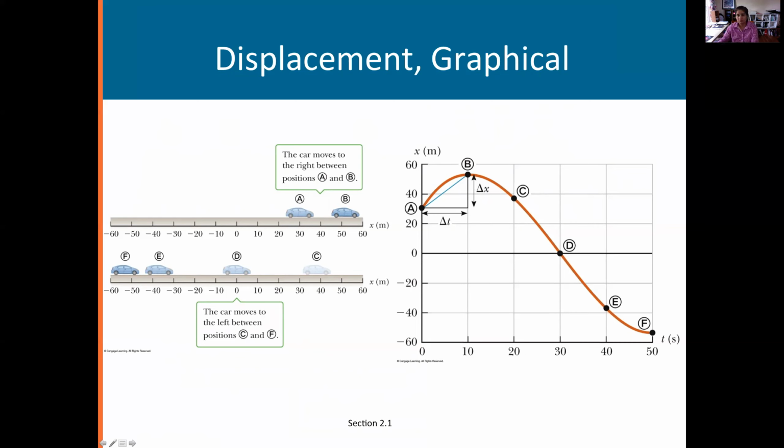So I'm going to show you the position, how it changes with time. Yeah, that's what this graph is. It's called a position time graph. Okay. And we'll stop here for this section.